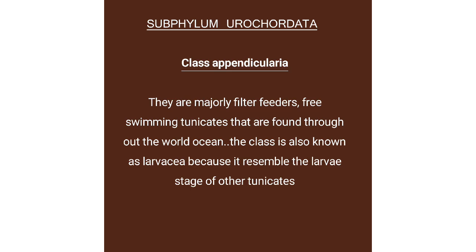Now, class Appendicularia, they are majorly filter feeders. They are free swimming tunicates, and they are found throughout the world ocean. And this class is known as Larvacea. So whenever I say Larvacea, the reason why they call them Larvacea is because they resemble the larval stage of other tunicates. And what is that thing that you see in the larval stage of other tunicates? We see tail. And what do they use the tail for? They use tail for swimming. So that is the reason why we call them Larvacea. Their adults have tail for swimming, just like their larva. You understand? So they don't lose their tail. They are free swimming. Are you getting me now?